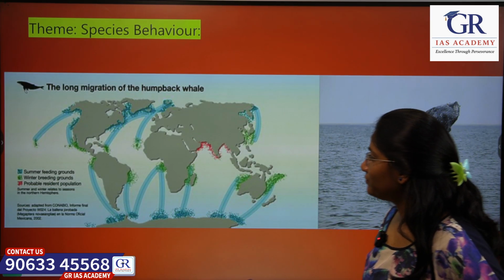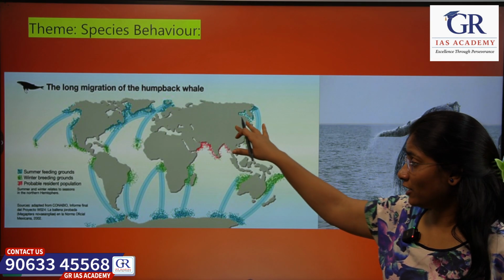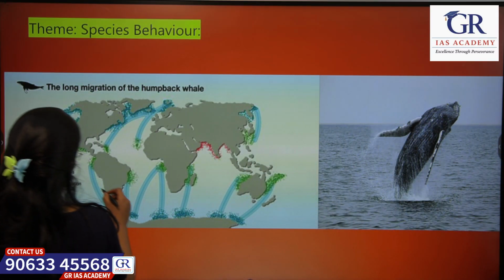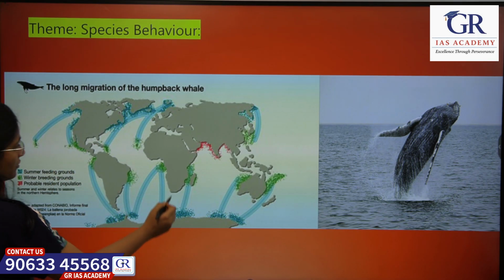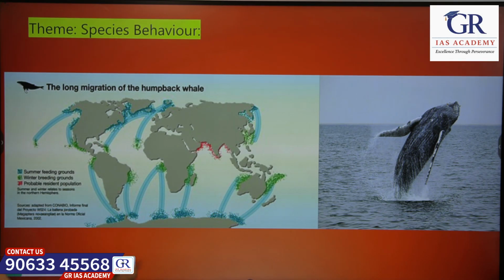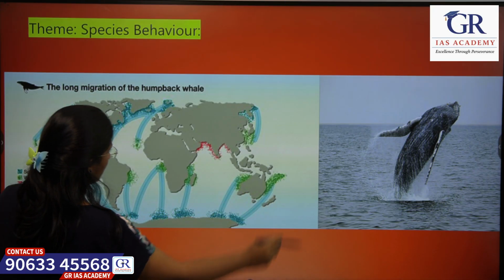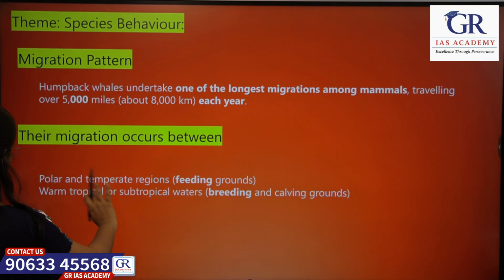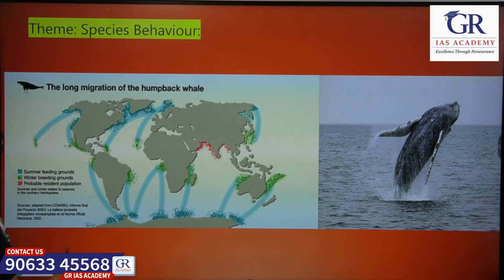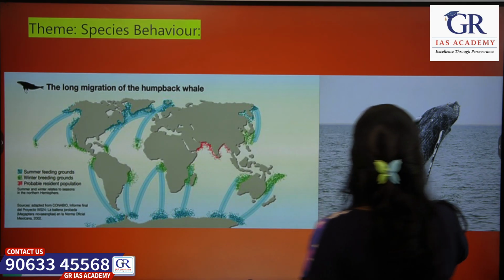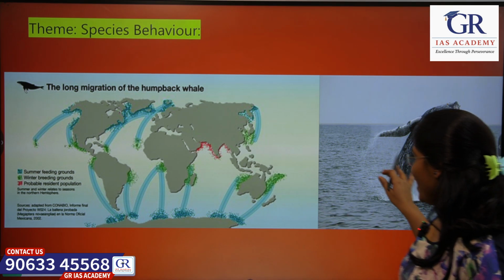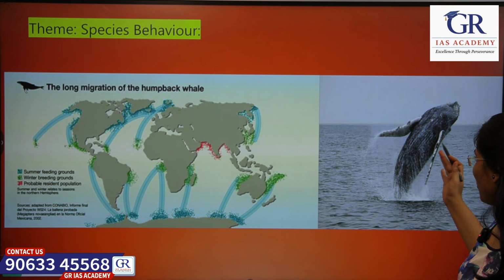If you notice, this is the humpback whale migration map, where blue indicates summer feeding grounds, green indicates winter breeding grounds, and red indicates probable resident population. And this is called breaching behavior of the humpback whale, and this gives us so much view, right?